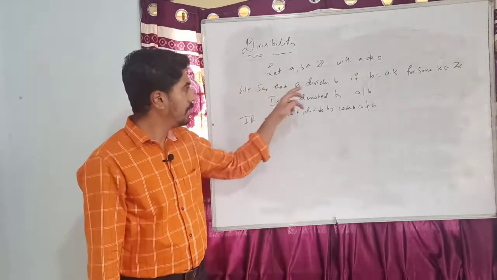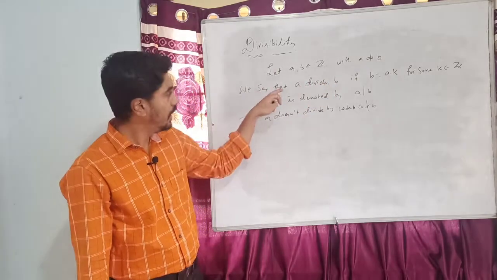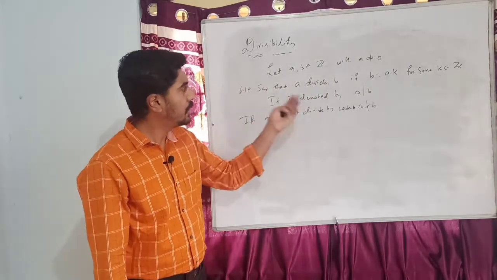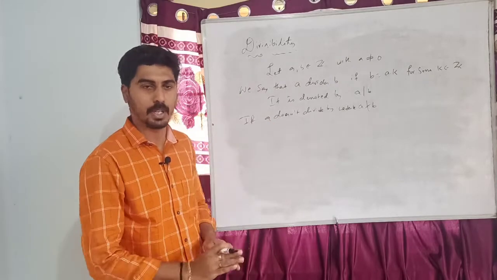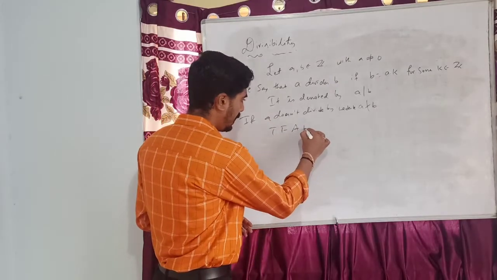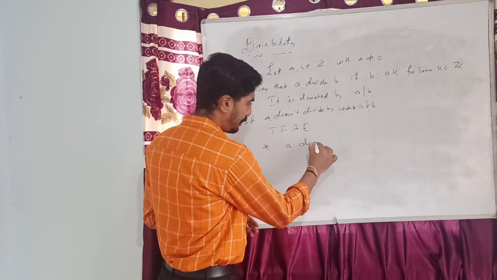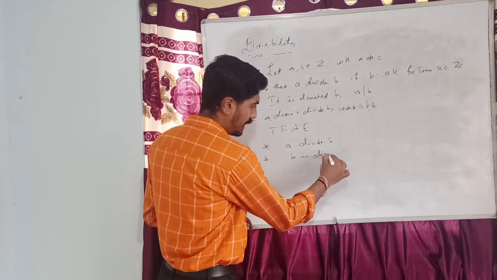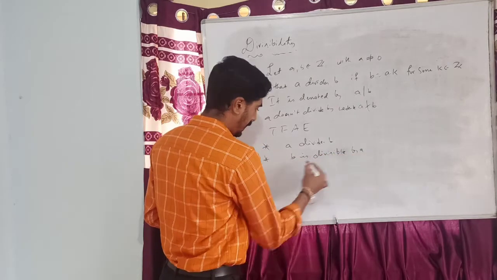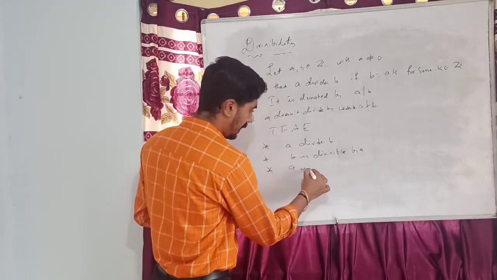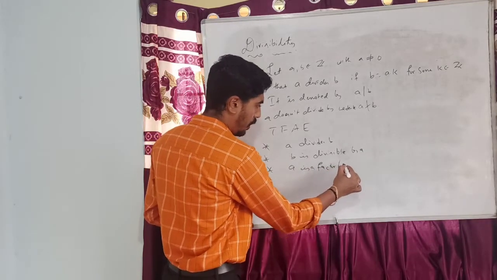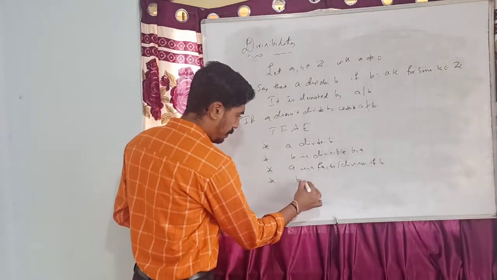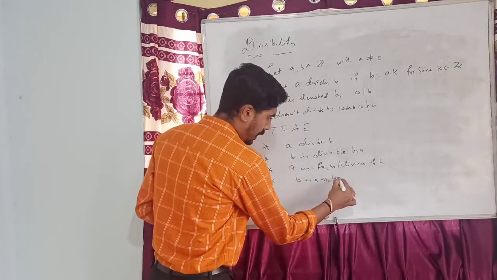Suppose a divides b, then b is said to be a multiple of a, and a is said to be a factor of b or divisor of b, or we can also say that b is divisible by a. So the following are equivalent. The first is a divides b, which is the same as saying that b is divisible by a, which is the same as saying that a is a factor or divisor of b, or b is a multiple of a.